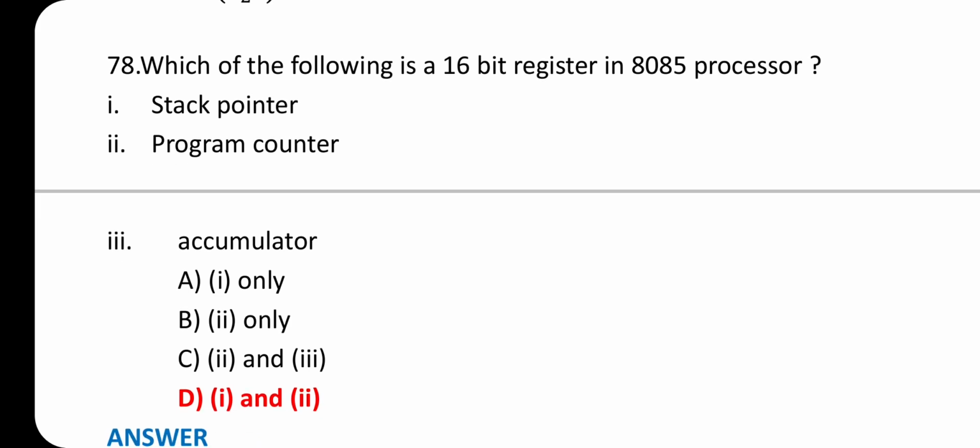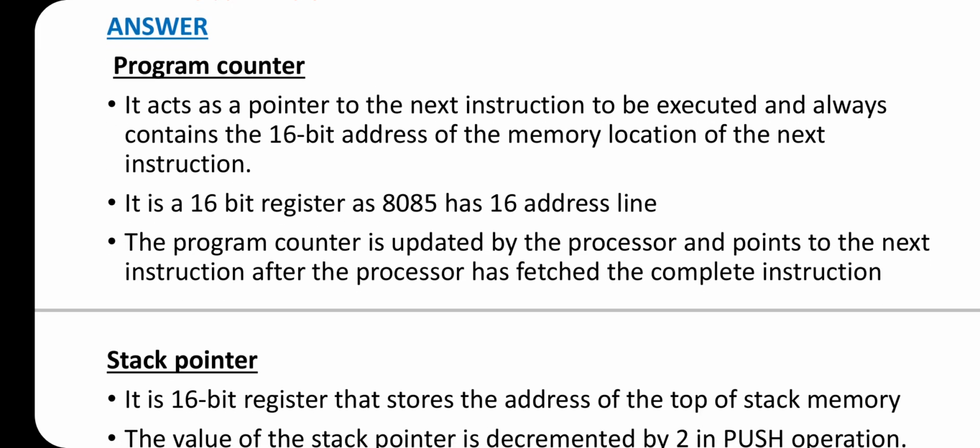Question number 78. Which of the following is a 16-bit register in 8085 processor? Answer is option D, stack pointer and program counter. Program counter: it acts as a pointer to the next instruction to be executed and always contains the 16-bit address of the memory location of the next instruction. It is a 16-bit register as 8085 has 16 address lines.